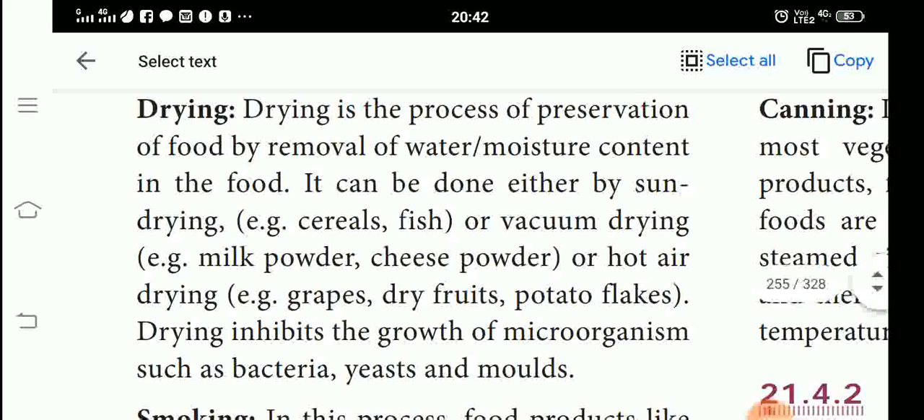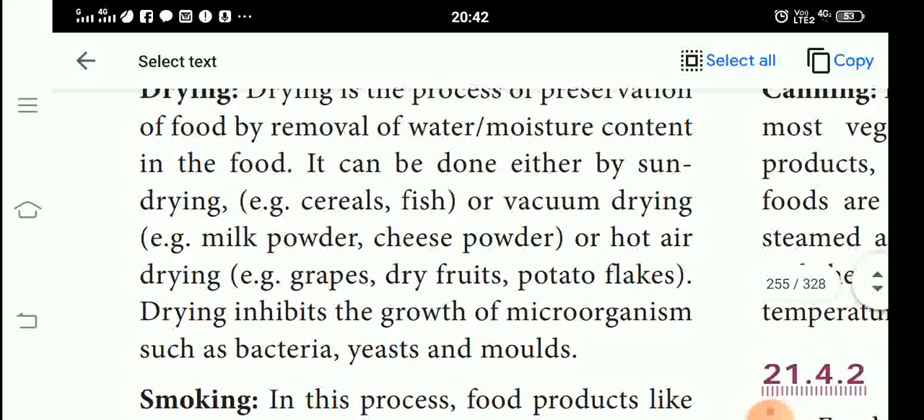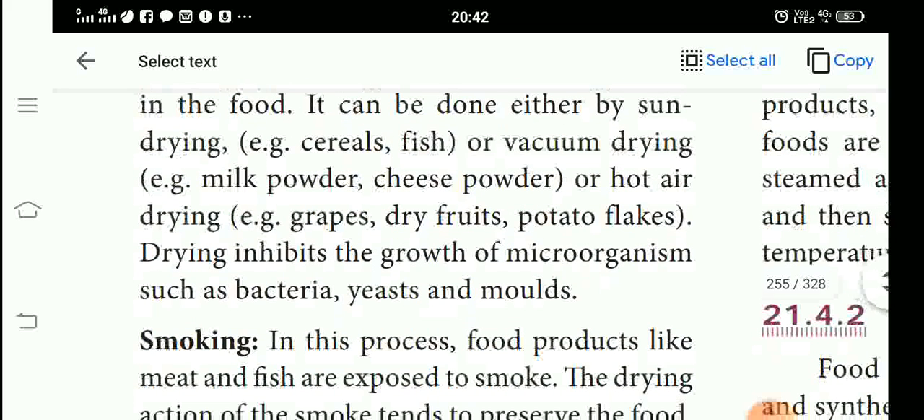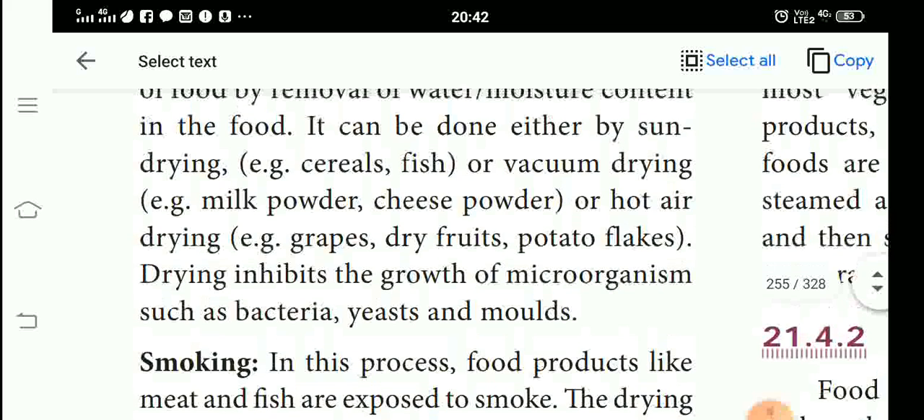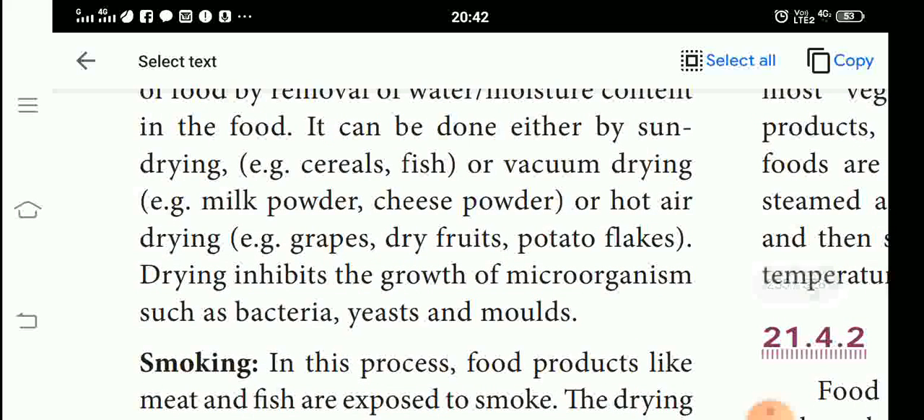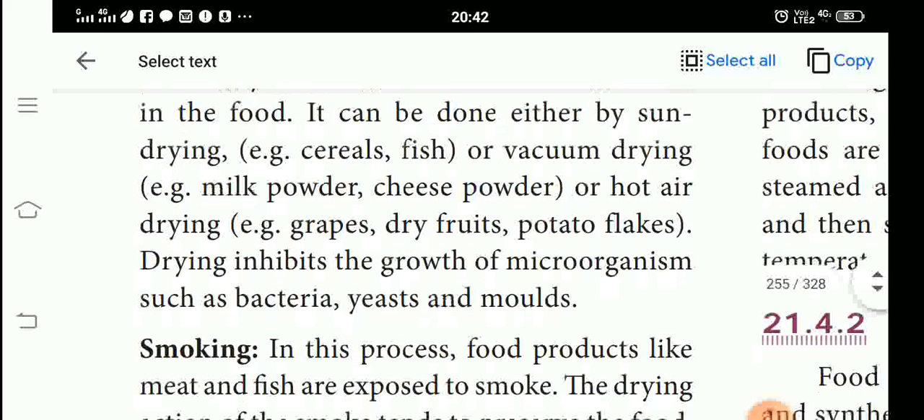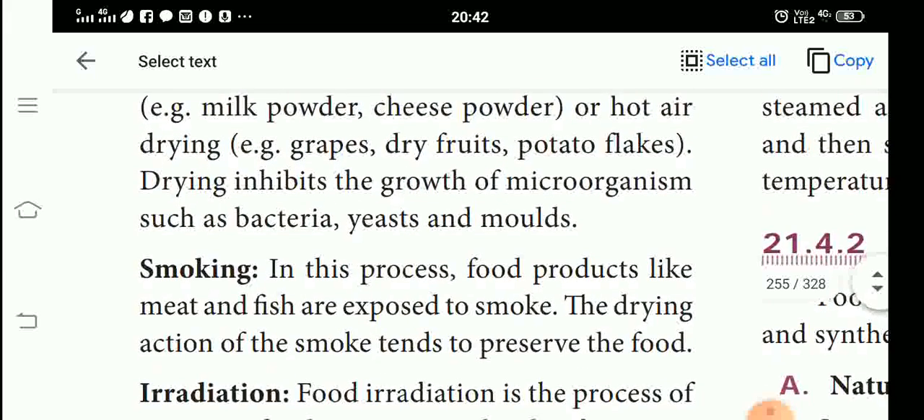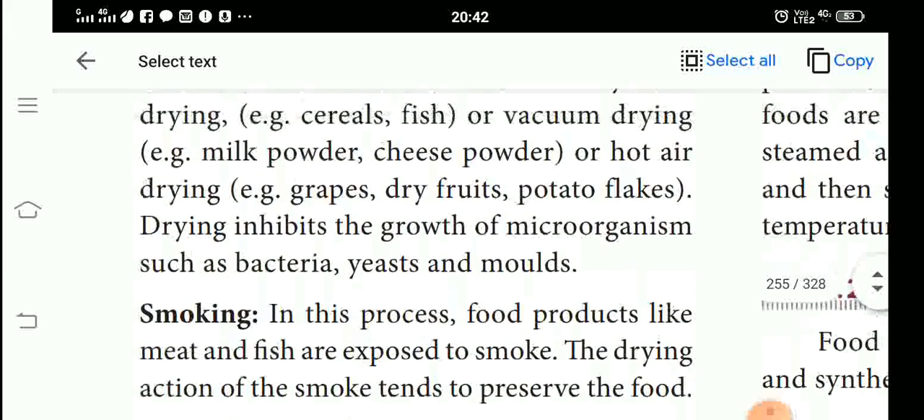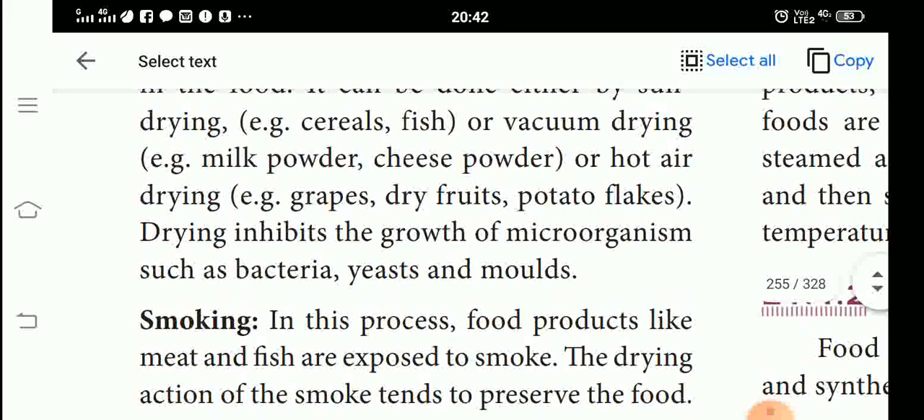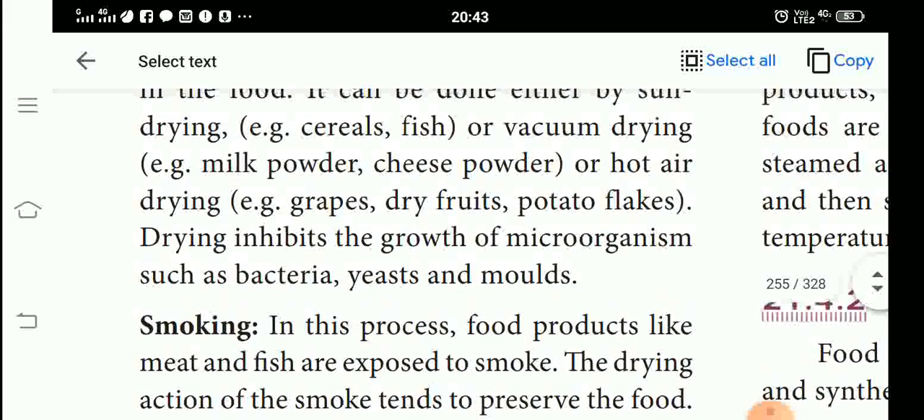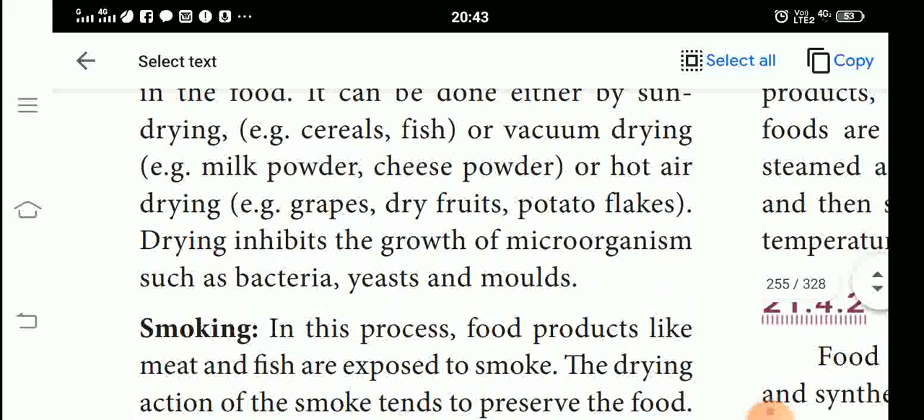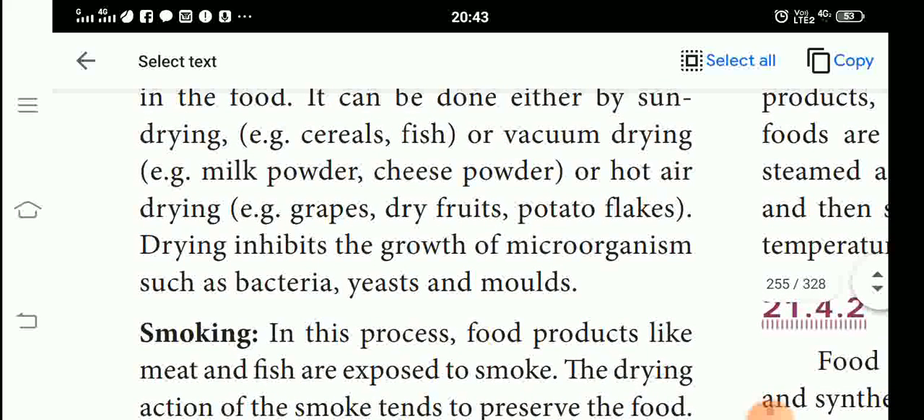Or vacuum drying. Vacuum drying means we keep the milk powder and cheese powder in a vacuum. So these powdered forms are dried using vacuum drying. Then hot air drying means fruits and vegetables are dried by using hot air. Hot air is blown on the surface of the grapes, dry fruits and potato flakes. The moisture in them will be removed with the help of hot air drying.